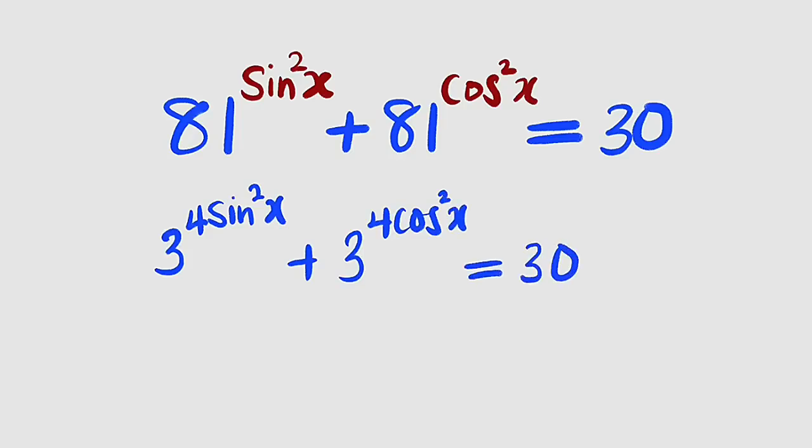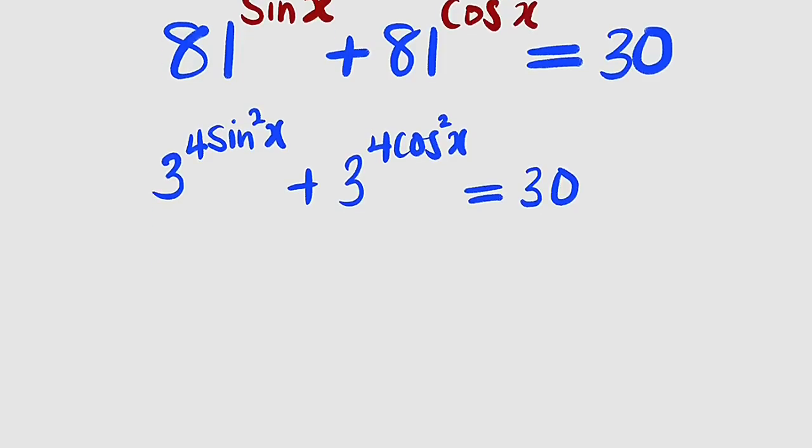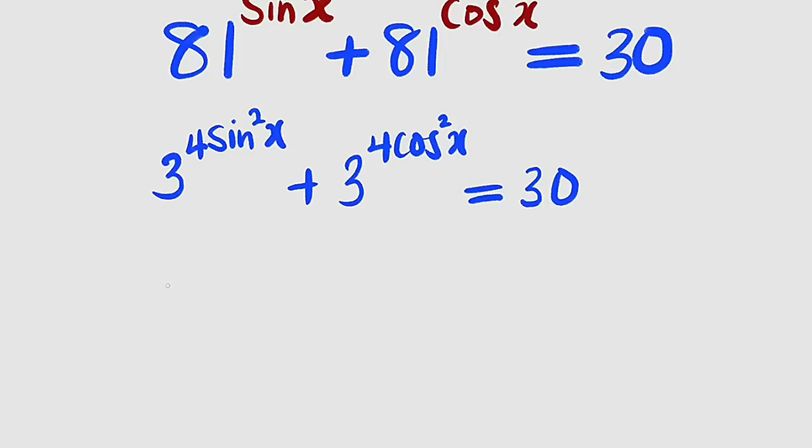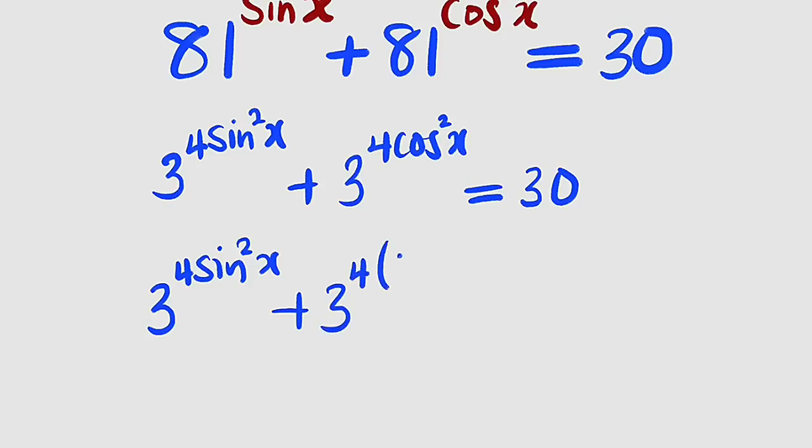All right. Secondly, you should know that you can write sine squared x in terms of cosine squared x and vice versa, because sine squared x plus cosine squared x is equal to 1. Therefore, we can write cosine squared x as what? 1 minus sine squared x. So instead of cosine squared x, we are going to replace it with 1 minus sine squared x. Therefore, our equation becomes 3 raised to the power of 4 sine squared x plus 3 raised to the power of 4 multiplied by 1 minus sine squared x. The whole of this equal to 30.